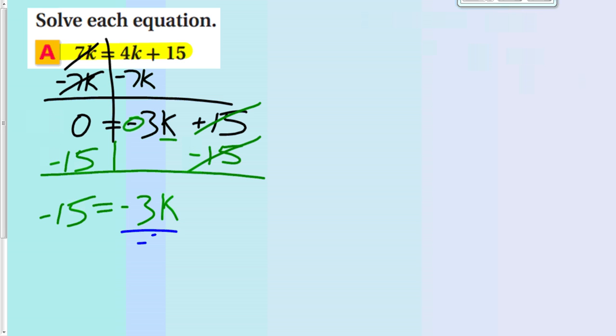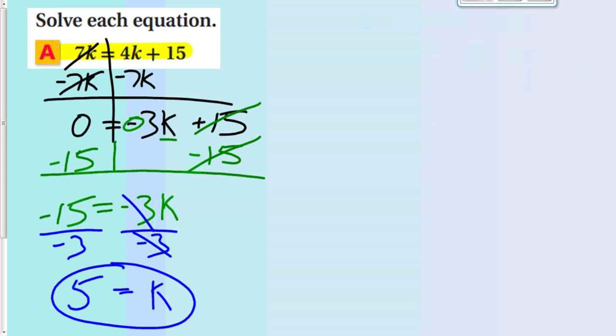We can divide by negative 3 on both sides, and a negative 15 divided by a negative 3 is going to be a positive 5, and we still get the same answer. All right. Typically, if the variable is already isolated on one side, like the 7k is, you want to bring its partner on the right side over, since it's already isolated on that one side.